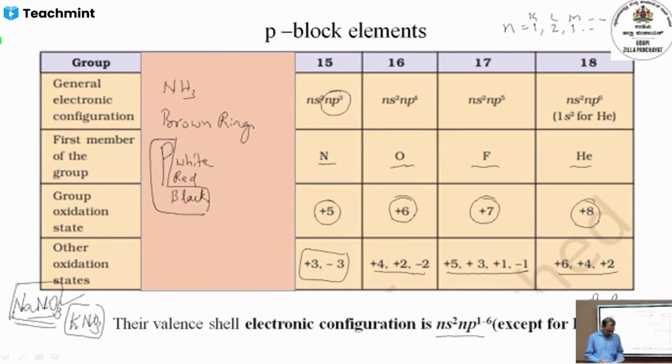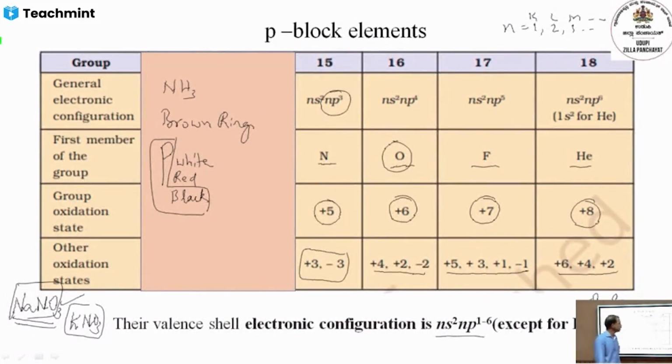And then the anomalous behavior of oxygen can be explained based on its smaller size and the non-availability of vacant d orbitals. Also we have to remember that this oxygen, even though the electron configuration is ns2 np4, has a pair of electrons.